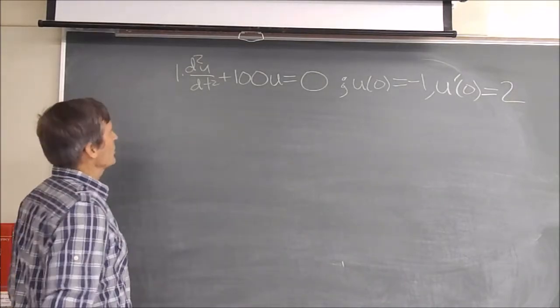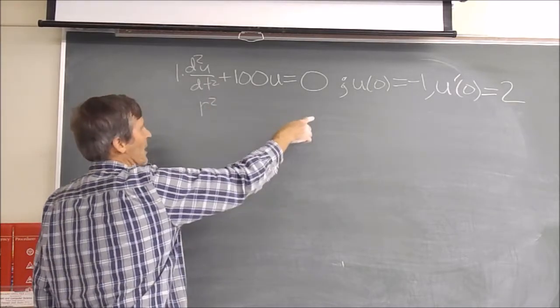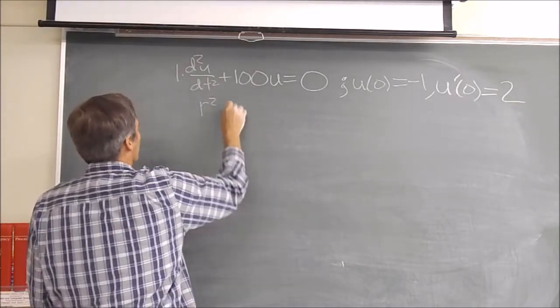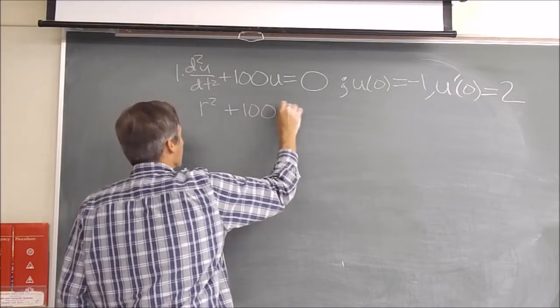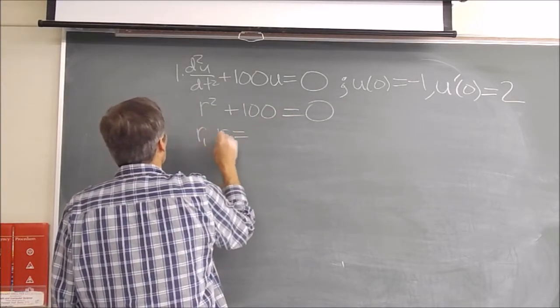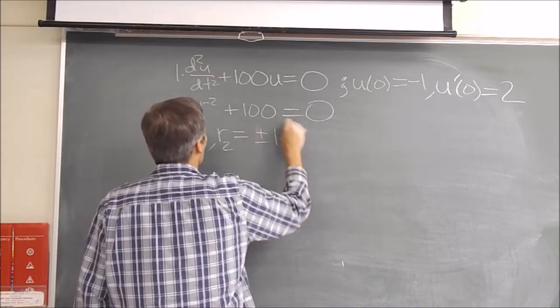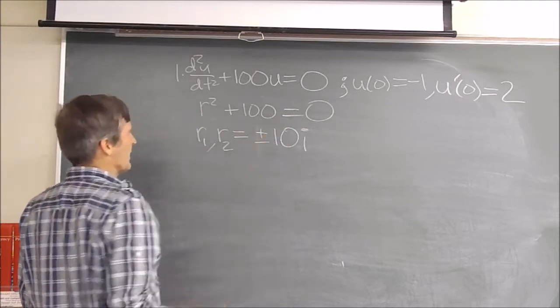How do we solve this one? We write the characteristic equation, right? This is a homogeneous equation with constant coefficients, so we just solve the characteristic equation, r squared plus 100 equals 0. We observe that then r, the two values, r1 and r2, are plus or minus 10i, because r squared is negative 100.